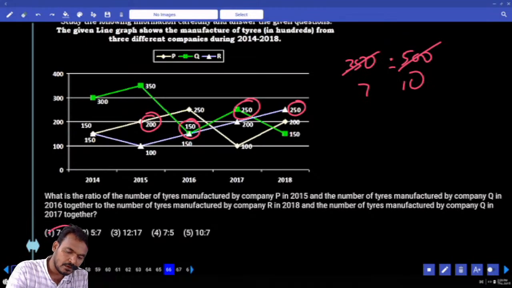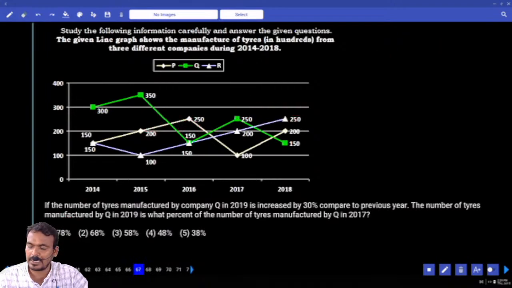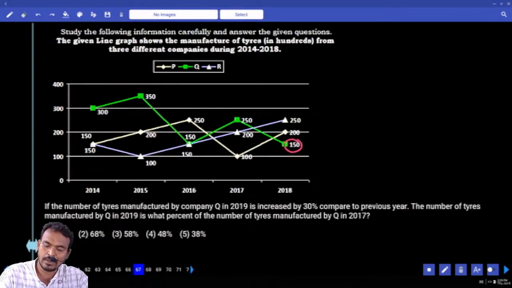7:10. Next question number 67. If the number of tiles manufactured by company Q in the year 2019 is increased by 30% compared to the previous year. And 2019 previous year means 2018. What is the Q value in 2018? 150. What is the 30% of 150? 45. 150 plus 45, 195.